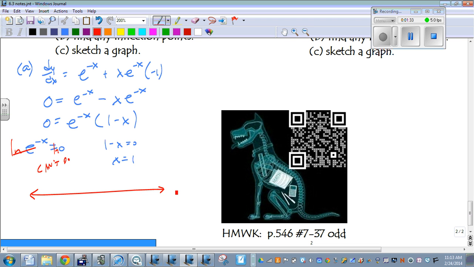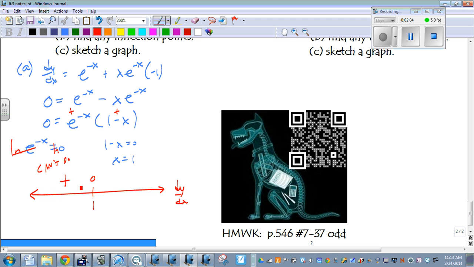So that means when x equals 1, the derivative is 0. We need to figure out what happens on either side to see if this is a minimum or a maximum on our graph. So we can put in 0 to test it out. If we put 0 into our derivative, e to the 0 is going to be 1, a positive number. Put 0 in here, 1 minus 0 is 1, so it's going to be positive.